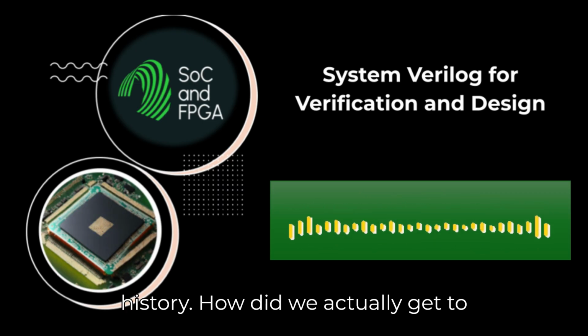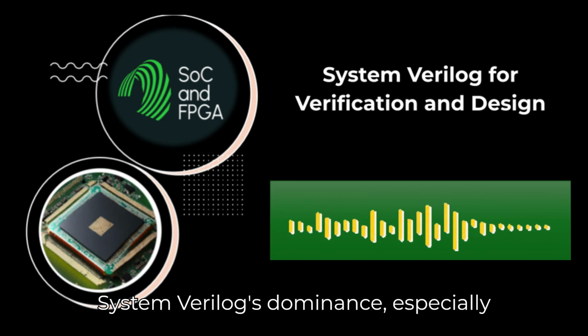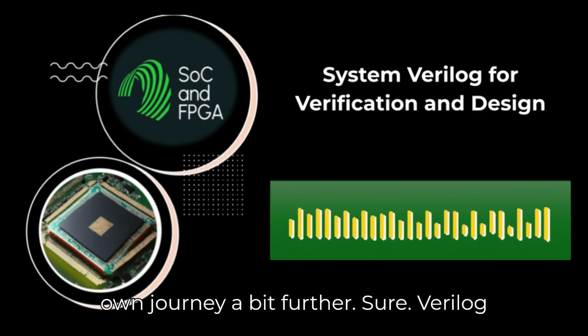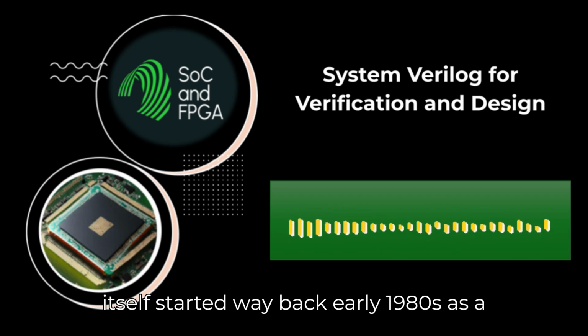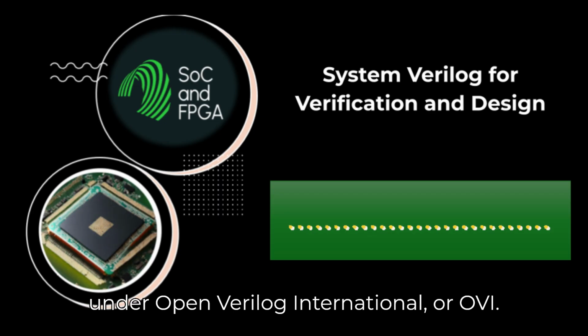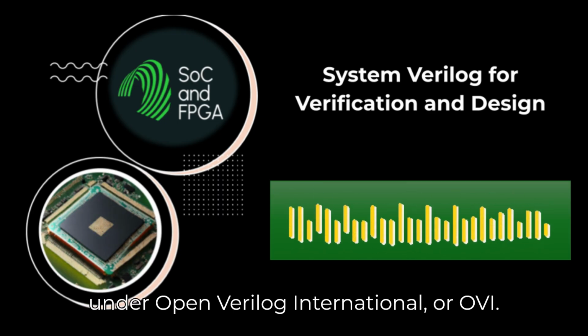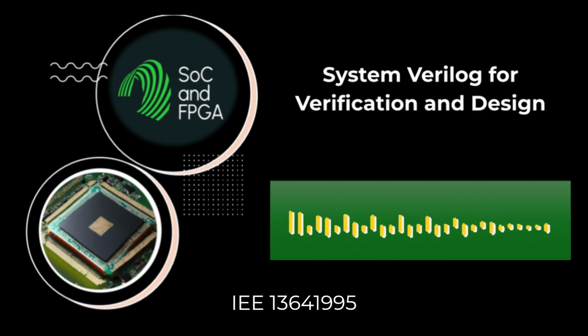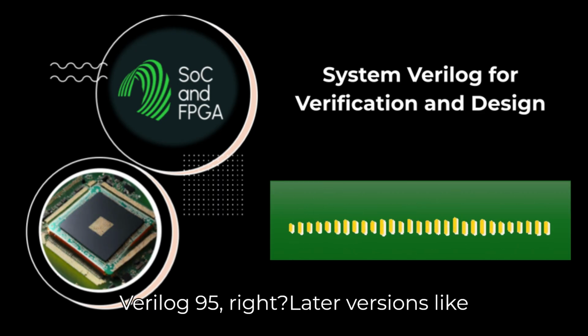So, given that history, how did we actually get to SystemVerilog's dominance, especially when you consider other languages out there? And maybe we can trace Verilog's own journey a bit further. Sure. Verilog itself started way back in the early 1980s as a proprietary language. Then it went public under Open Verilog International, or OVI. That led to its first standardization, IEEE 1364-1995, Verilog 95. Right.